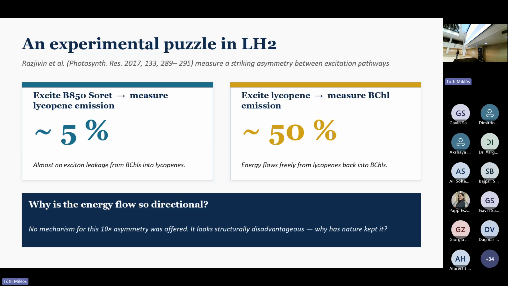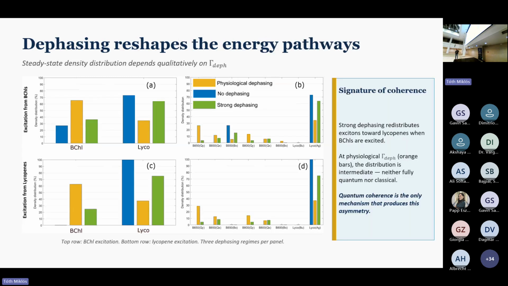But when you go the other way around, you excite the lycopenes and you measure from the bacterial chlorophyll, you see 50%. And then their argument was something like, well, it looks like there is a blockage of exciton transport from the lycopenes to the bacterial chlorophyll. But that doesn't work, because if there's a blockage, it goes both ways, right? If the blockage is in the tight binding elements of the Hamiltonian, then it's there. You shouldn't see anything. So this was a puzzle that we were thinking about.